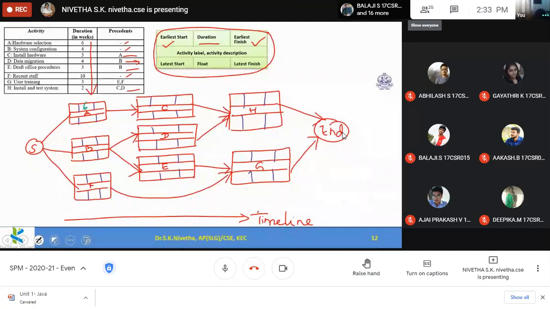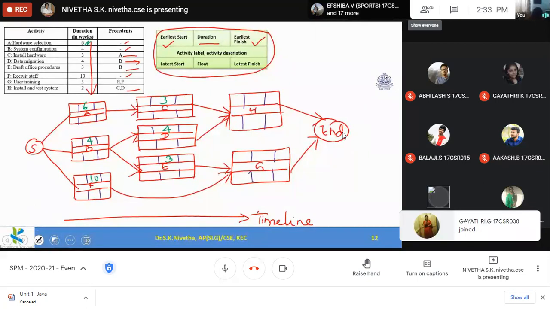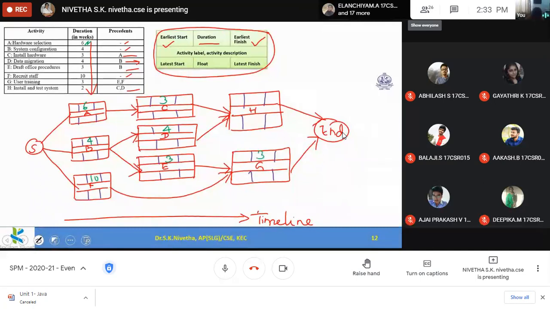You could see here. For activity B, duration is 4. For activity C, duration is 3. Activity D, duration is 4. And activity E, duration is 3. And activity F, duration is 10. Activity G, duration is 3. Activity H, duration is 2. So if I am making any mistake, then you can immediately tell me. Okay, so these are the duration inputs.